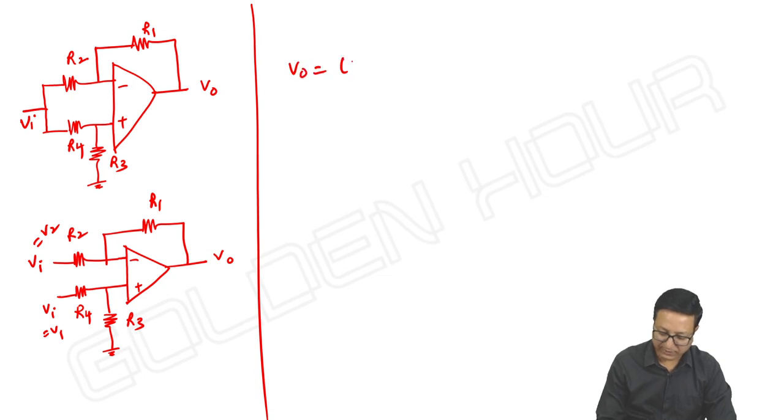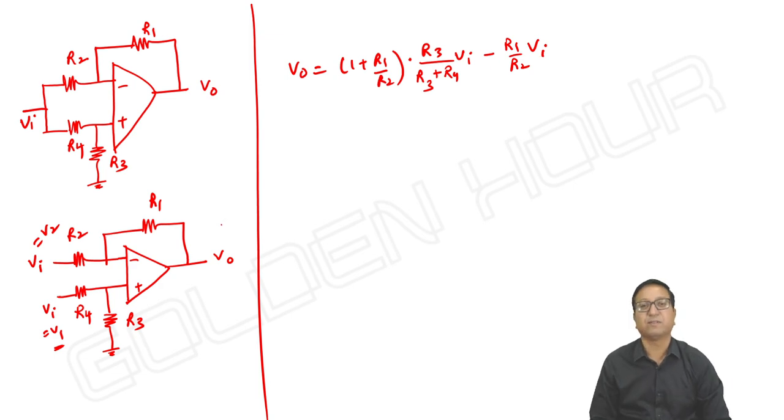It is 1 plus R1 by R2 into the effect of V1, right? It is into R3 by R3 plus R4 into V1, which means Vi, minus R1 by R2 into V2, that is Vi only. That's it. It is as simple as that.